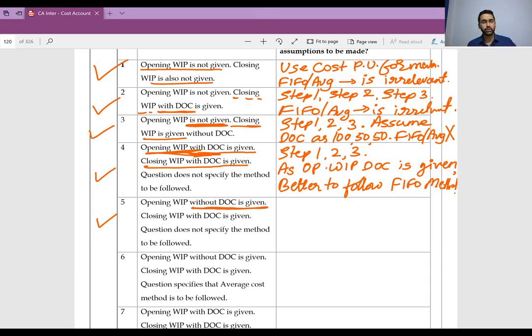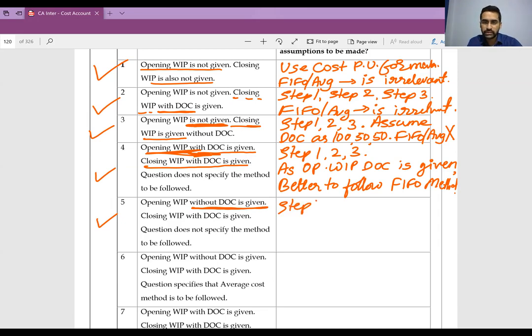Or second approach, anyway, it is without DOC. Let me not get into the headache of 150-50. Write one line. As opening WIP's DOC is not mentioned in the question, we are going to work out under average cost method. Only in question number 5, you have an option. You have an option. Start writing.